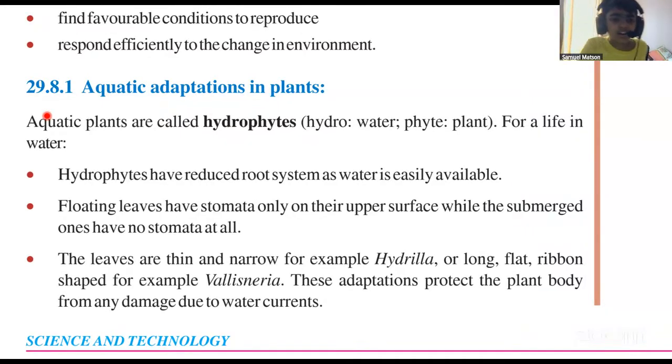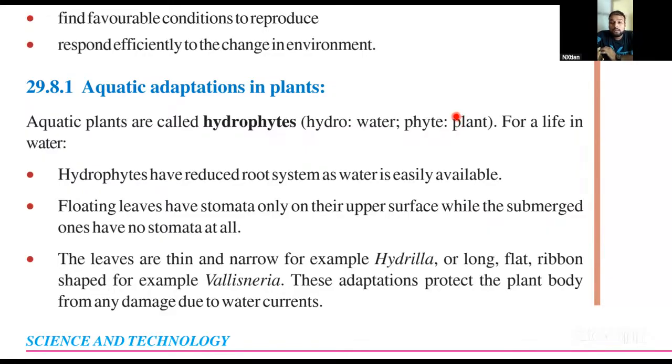Aquatic plants are called hydrophytes. Hydro means water, phyte means plant, so plants that live in water. Those plants that live in the aquatic region, where they grow, reproduce, and make new plantlets, are called hydrophytes.